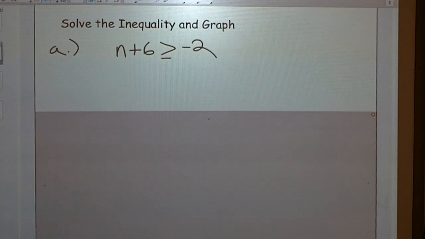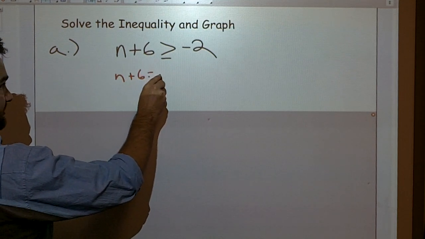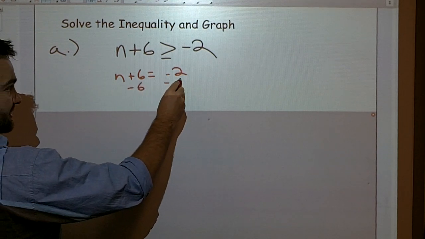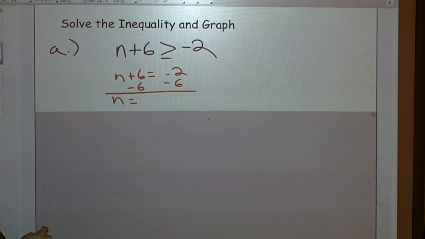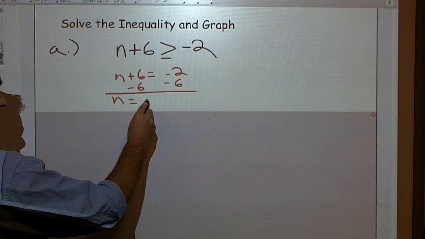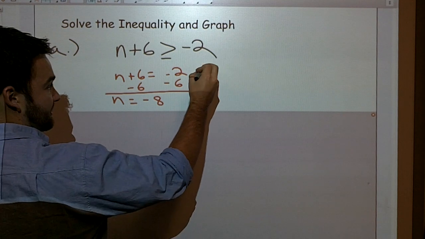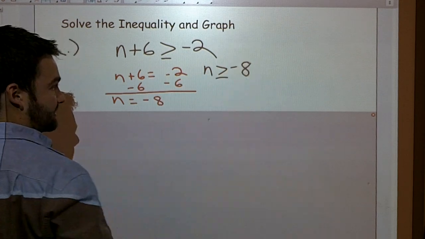Letter A, solve the inequality and graph the inequality. n plus 6 is greater than or equal to negative 2. Now, if this were an equation, we would rewrite this as n plus 6 equals negative 2. And to solve that equation, we would just subtract 6. Subtract 6. n is then equal to negative 2 minus 6. Negative 2, we subtract 6, and we're at negative 8. And since at the beginning we were dealing with greater than or equal to, our solution to this is just n is greater than or equal to negative 8.